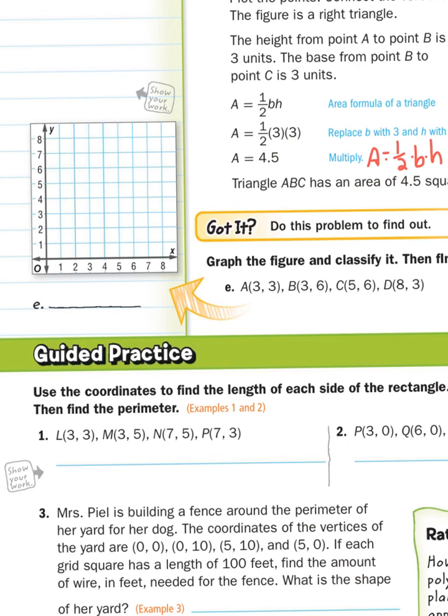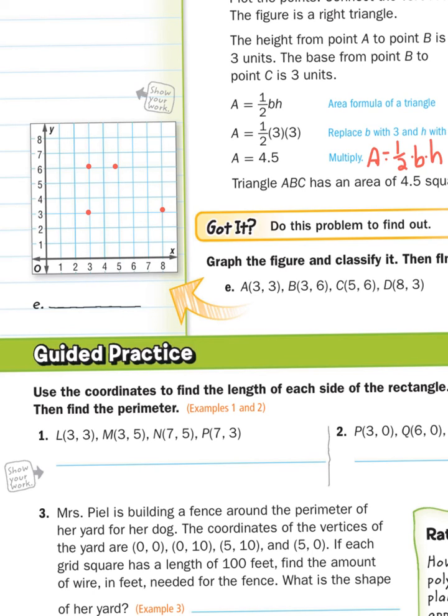Go. Okay, how did you do? Let's see. I'm going to start by graphing my figure. So let me turn the pen on a little thicker dot here. Point A is at (3, 3). So over 3, up 3, that is point A right there. Point B is at (3, 6). Over 3, up 6, right there. Point C is at (5, 6). Over 5, up 6, right there. Point D is at (8, 3). So over 8, up 3, right there.